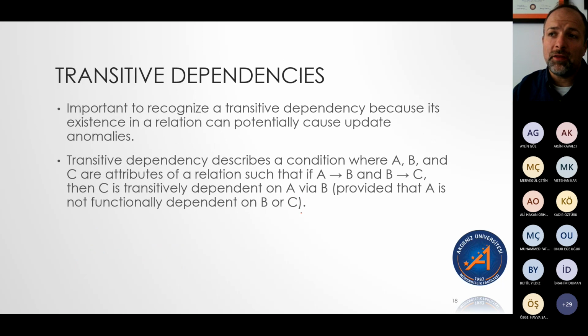There's another type of dependency that we need to talk about that's related to our normalization process to get to what's called the third normal form, and it's called a transitive dependency. The idea being that if A determines B and B determines C, then we can say that C is transitively dependent on A. This requires that A is not functionally dependent on either B or C itself, but basically the idea is if A determines B and B determines C, then A determines C.